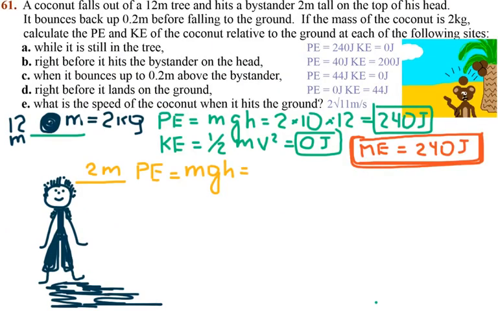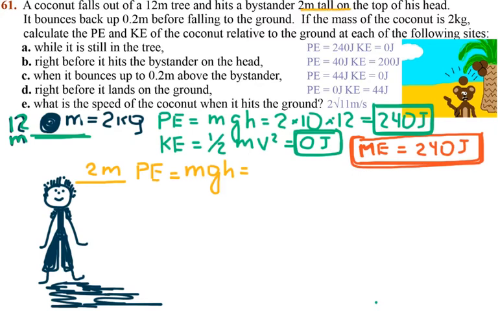So here is the next question. A coconut falls from 12 meters height. So you have 12 meters height right here. The mass of the coconut is given as 2 kilograms. So I can find the potential energy and kinetic energy of the object at this height, and I found that potential energy is 240 joules, and kinetic energy is 0 because it's about to start falling down from that tree. So the total mechanical energy of the system in this case is equal to 240 joules. Then it's about to hit a bystander who is 2 meters tall.